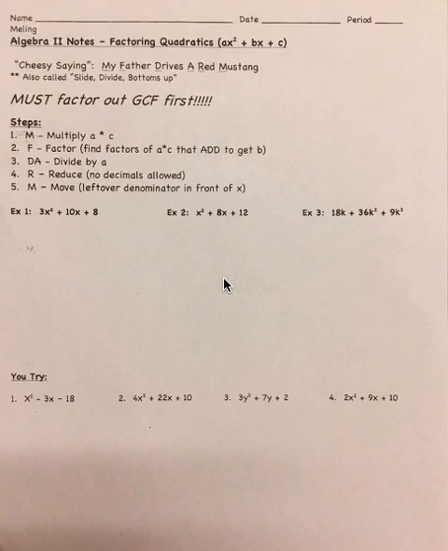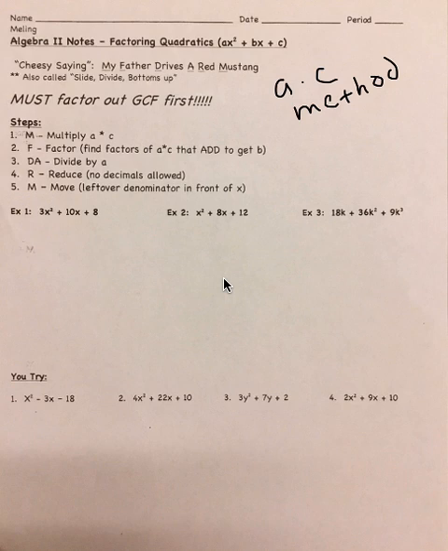We are now factoring quadratics. So when we're factoring quadratics, and we have just three terms, so it's a trinomial, we have a cheesy saying called "My father drives a red Mustang" for each of those. First letter stands for a step we do, or it's also called the slide, divide, and bottoms up. I tend to call it the A times C method, because if you can remember to multiply A times C, you're in good shape.